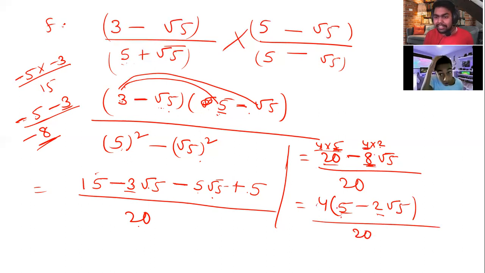And now I can write 20 over this. Now I can cancel them, because they are in multiplication, 4 multiplied by the whole thing. So 4 times 5, 4 fives are 20. So my final answer is 5 minus 2 root 5, divided by 5.